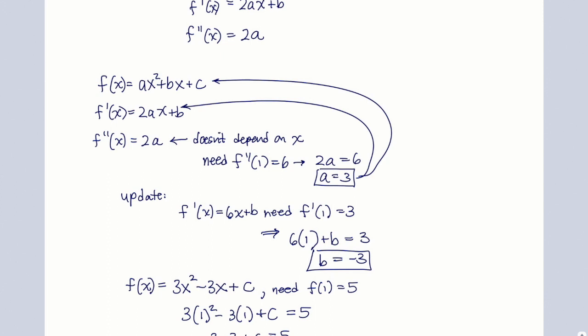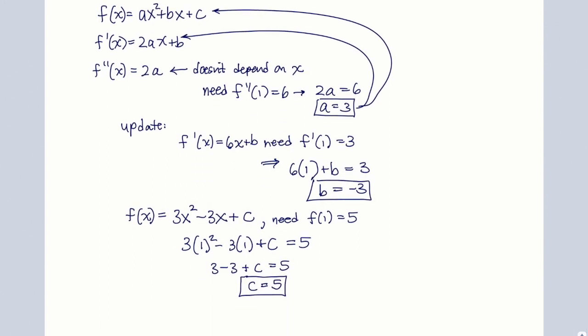And now we have all the pieces we were missing at the start. We didn't know a and b and c, and now we know all three of them. And so our answer would be f of x is the function 3x squared minus 3x plus 5. And you can double check that function will have the correct function value and the correct derivative value and the correct second derivative value when x is 1.